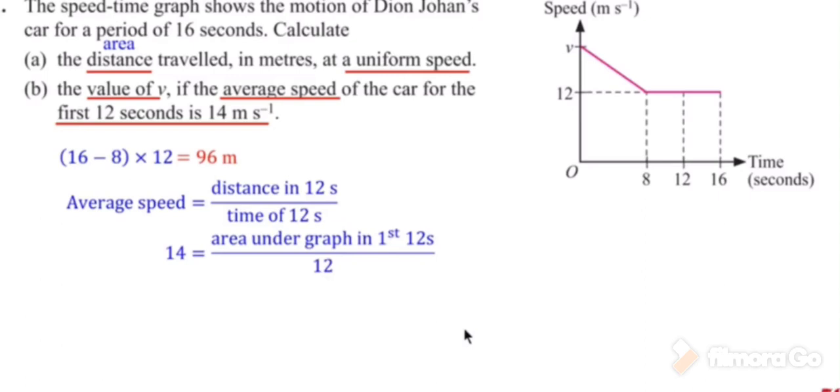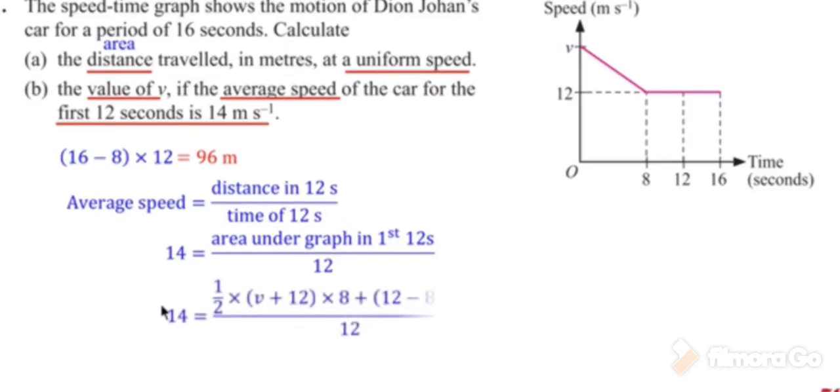Then we substitute: 14 equals 1 over 2 times V plus 12. That V is the longer part and the shorter one is 12. So V plus 12, the longer one plus the shorter one, that is A plus B, times the height 8 minus 0, times 8. So the trapezium is settled. Then the rectangle is very easy.